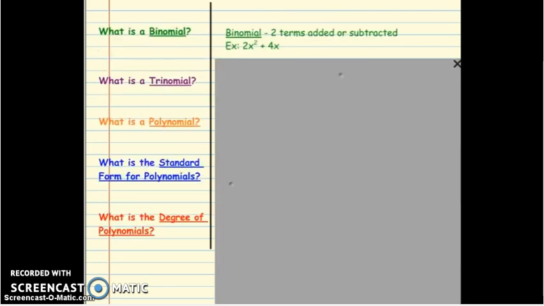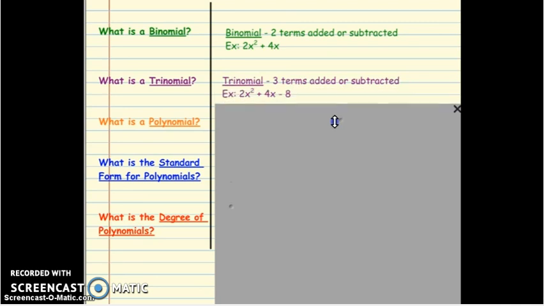First one, what is a binomial? Well, a binomial, you may remember that bi means two, so a binomial is two terms added or subtracted. For example, 2x squared plus 4x is a binomial. Therefore, a trinomial. Tri means three, so a trinomial is three terms added or subtracted. For example, 2x squared plus 4x minus 8.